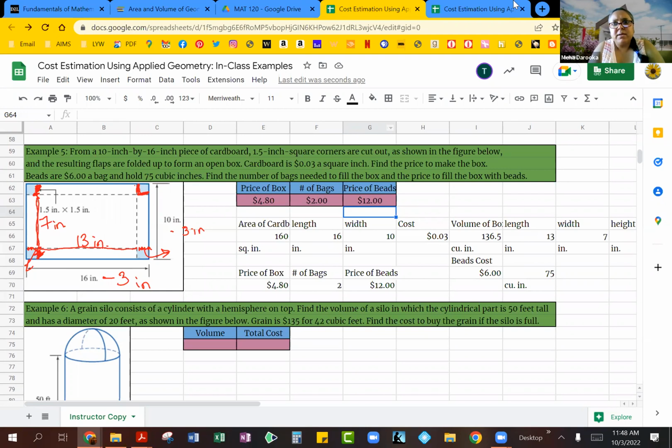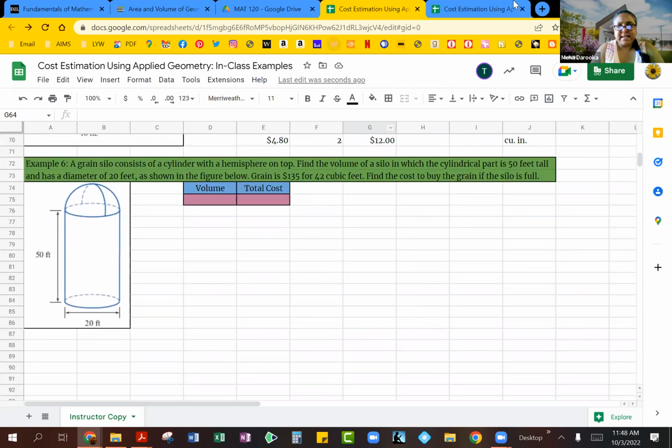Okay, so let's save this. And then this brings us to our last example here. And as you can see, we're talking about a grain silo. And a grain silo is where, of course, you have a cylinder at the bottom part, and then you have basically half of a sphere, which of course is what we call a hemisphere on the top.